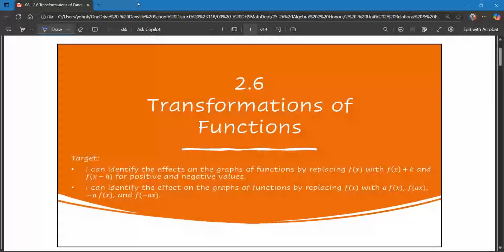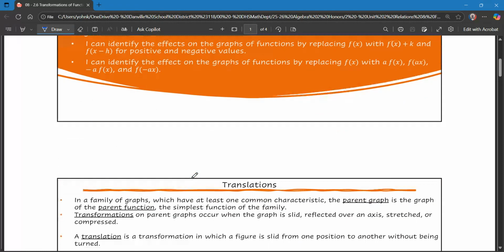Hey kids, welcome to section 2.6, transformations of functions. Today we're going to learn to identify the effects on the graphs of functions by replacing f of x with f of x plus k or f of x minus h for positive and negative values. And then what we do also when we put values in front, multiply a times f of x or f of ax, things like that.